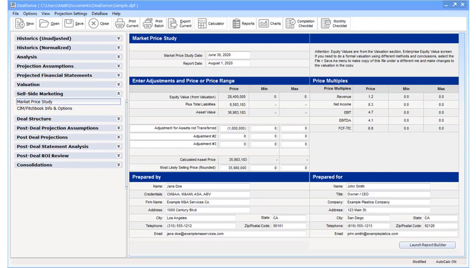The market price study is part of a whole new section that's been added to DealSense for sell-side marketing. Right now we are looking at the control panel for setting up the market price study report, which is customizable in Word.